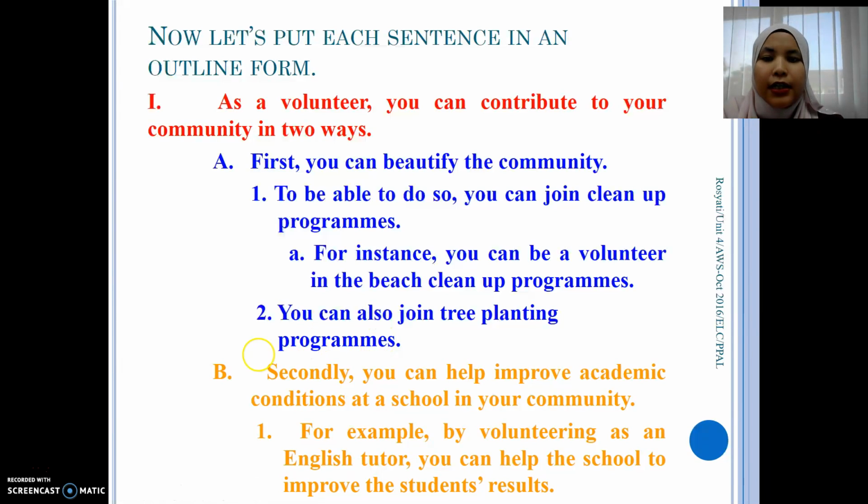Bear in mind this is still under the discussion of one body paragraph, the first body paragraph. Secondly, you can help improve academic conditions at the school in your community. For example, by volunteering as an English tutor, you can help the school improve the students' results. So this is another elaboration. This is the second way, because the first way is to beautify the community and the second way is to help improve academic conditions.